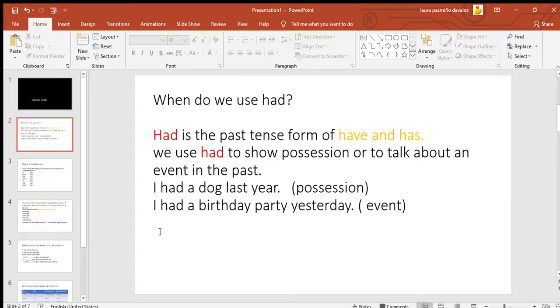Here we have some examples. I had a dog last year. That is a possession. I had a birthday party yesterday. That's an event. Possession: you had a dog. You possess a dog. Event: you went to a birthday party. You celebrated a birthday party.